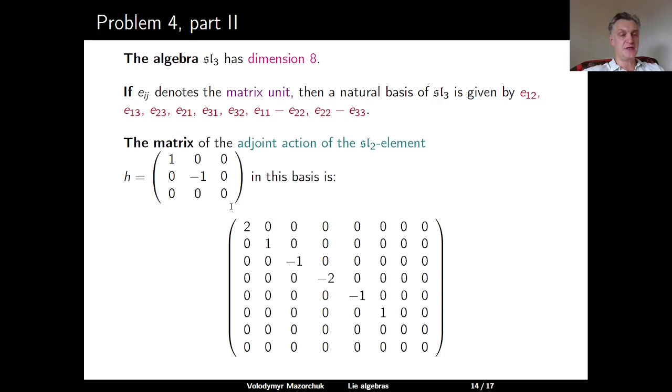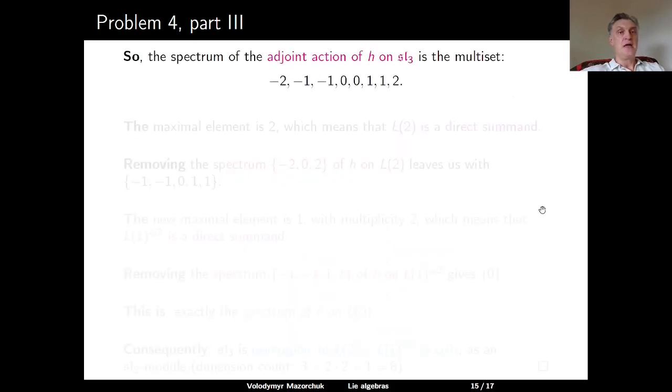So we have a diagonal 8 by 8 matrix, and on the diagonal we have 2, 1, minus 1, minus 2, minus 1, 1, 0, 0. So this means that E12 is an eigenvector for ad H with eigenvalue 2. E13 has eigenvalue 1, E23 eigenvalue minus 1, and so on. Great. This means that the spectrum of the adjoint action of H on SL3 is the following multiset. We have minus 2, then minus 1 twice, then 0 twice, then 1 twice, and then 2.